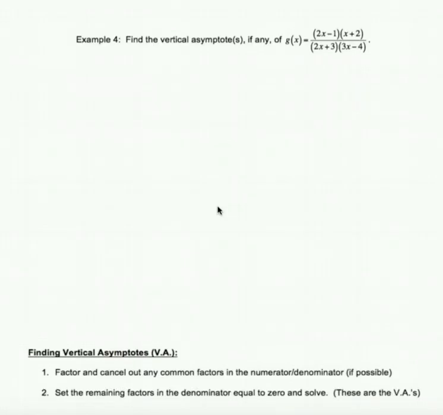Example 4. Find the vertical asymptotes, if any, of the function g of x is equal to 2x minus 1 times x plus 2, all divided by 2x plus 3 times 3x minus 4. Now, at the bottom of the screen, you see that I have the steps for finding a vertical asymptote down there for you. You don't have to write these again. You have them at the beginning of your notes, but that way you don't have to flip back and forth.